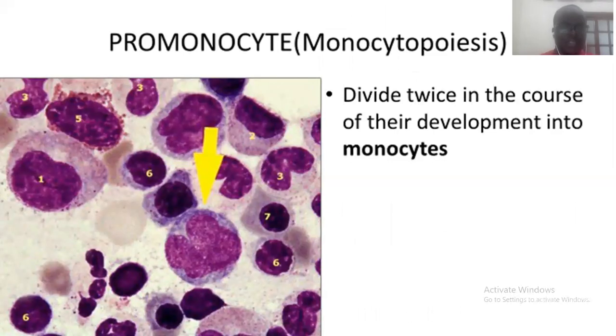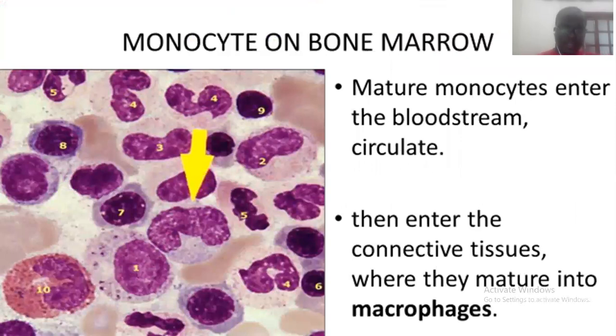Okay, so the monoblast will differentiate into the promonocyte, and this will divide twice, then mature into monocytes. So it will develop into the mature monocytes in the bone marrow, and the mature monocytes will enter the bloodstream via diapedesis, then join the blood circulation.